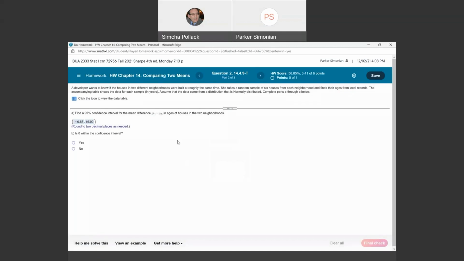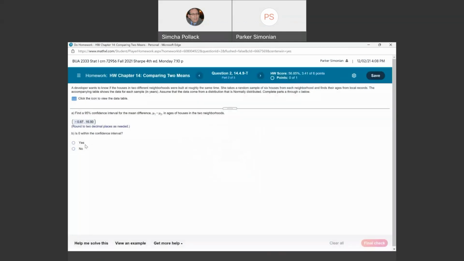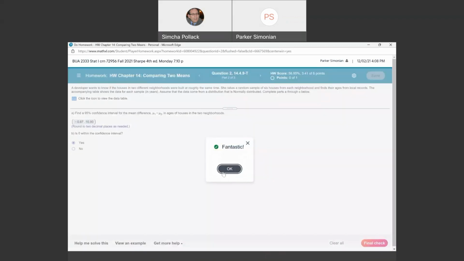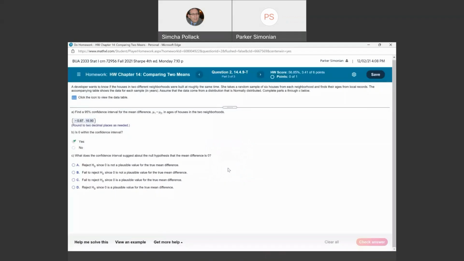Well, we can continue. Is zero within the confidence interval? The answer is yes, right? Because zero is somewhere between them. And then they can ask you what that means, probably. What does it mean? Well, do you want to tell me what you think the answer is, or you want me to help you with the choices? The confidence interval suggests something about the null. What does that mean? Difference is zero.